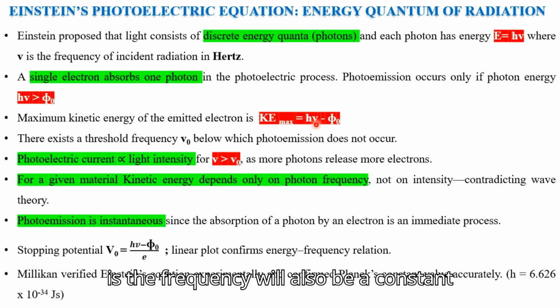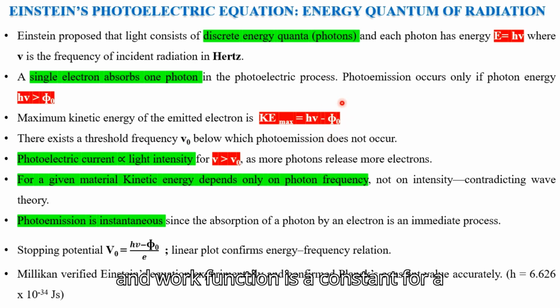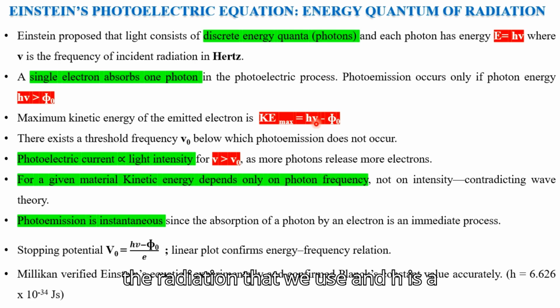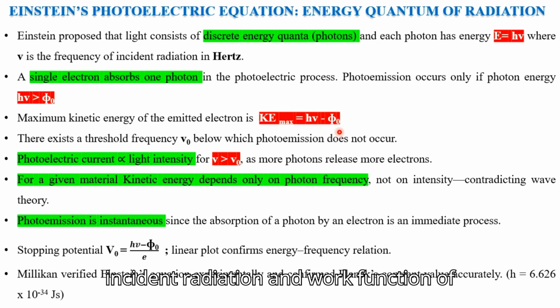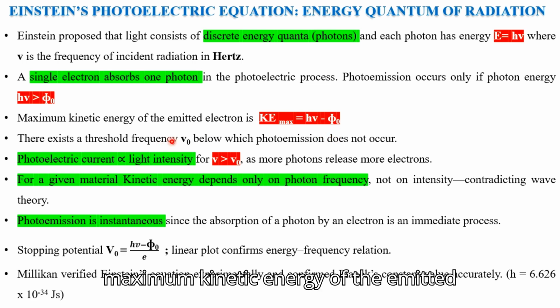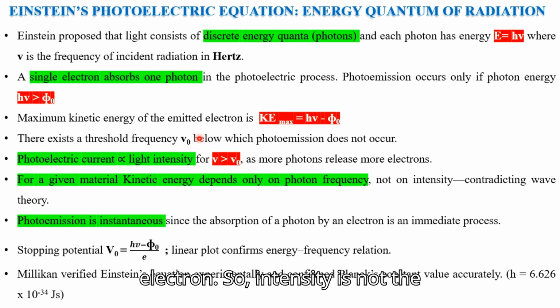That is, the frequency will also be a constant, and the work function is a constant for a given material. So if you change the material, the work function will change, and the frequency will change with respect to the radiation that we use, and h is a constant. So both the frequency of the incident radiation and the work function of the material determine the maximum kinetic energy of the emitted electron.